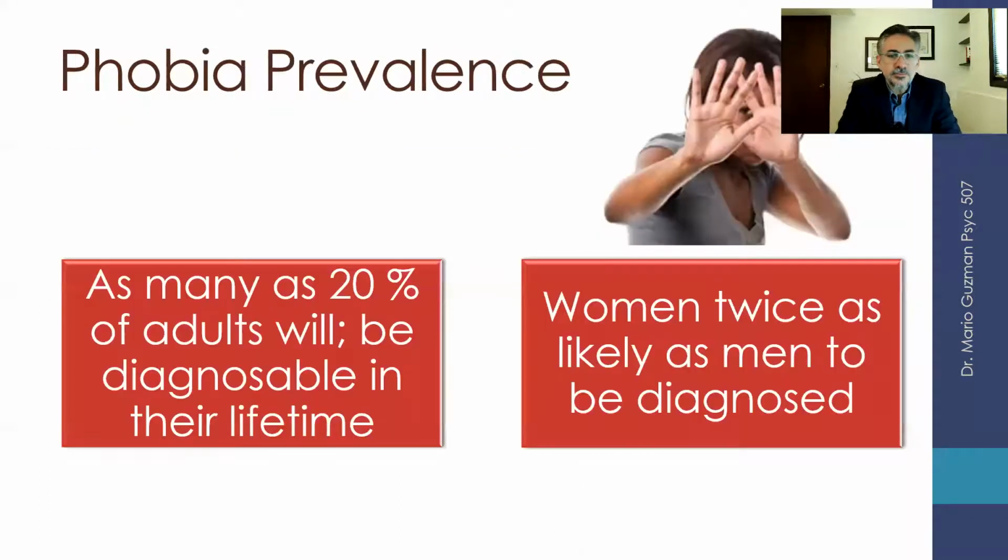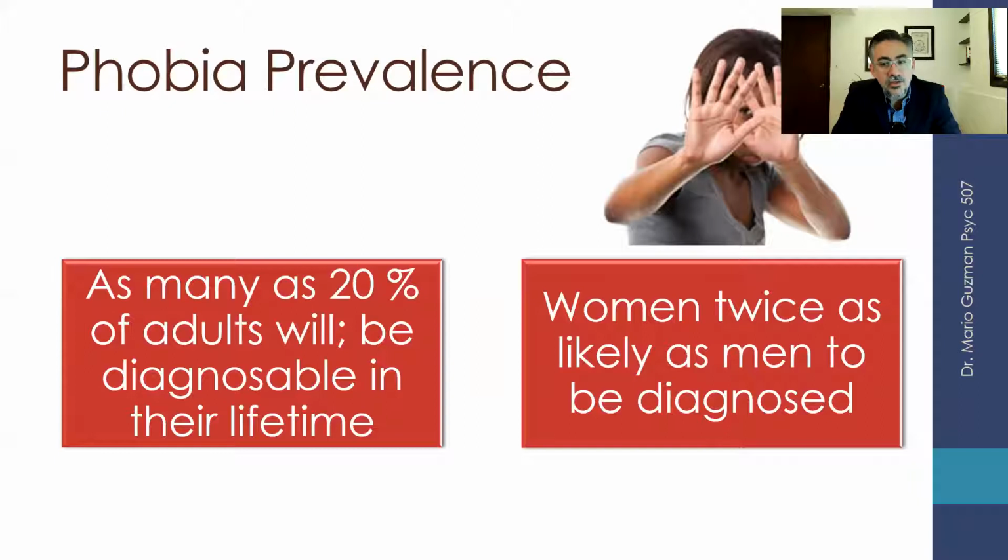All right, so let's talk about the prevalence. Remember, for those of you that are new in this field, prevalence means the number of cases, the possible number of cases that we can see. There are different types of prevalence. There's a 12-month prevalence, which means the chances that a person can develop these disorders in a period of 12 months. There's a lifetime prevalence. This gives us information on how recurrent and frequent these types of disorders can be. And as many as 20% of adults will be diagnosable in their lifetime, okay? So prevalence in lifetime is 20%.